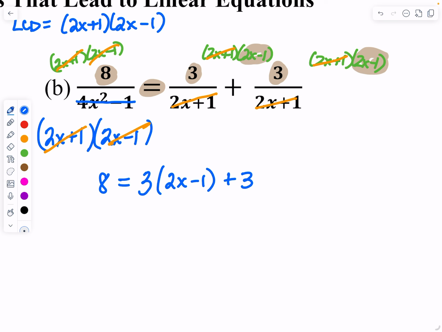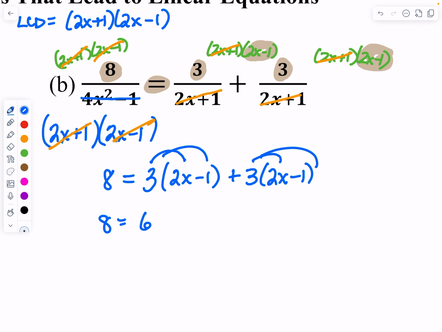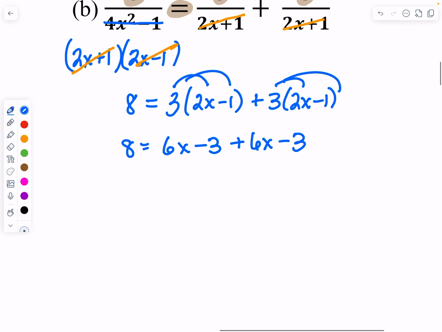It's in the numerator. Then I look at the denominator and the least common denominator, and I say, okay, what am I missing? And what I was missing is the 2x minus 1. So I'd be writing my 2x minus 1. Once again, I now have an Algebra 1 problem. I've got to get rid of my parentheses, so I'm going to go ahead and distribute. So I've got 8 is 6x minus 3, and another positive 6x minus 3. And then I simplify everything on the right-hand side.